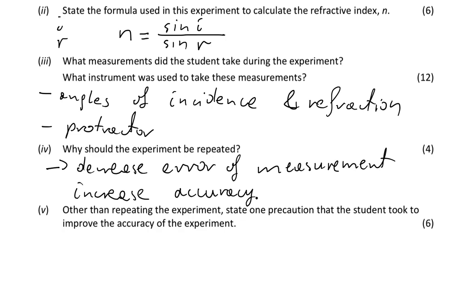Other than repeating the experiment, state one precaution that the student took to improve the accuracy. Avoiding error of parallax would be a good one. That means that rather than looking sideways, we have to look straight onto our measurement or our apparatus, so that we don't introduce the parallax error into the measurement and into the experiment.